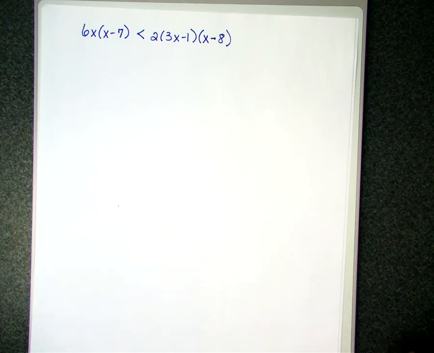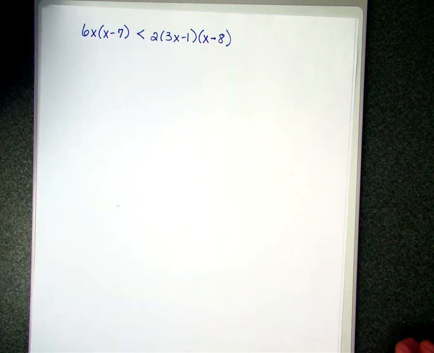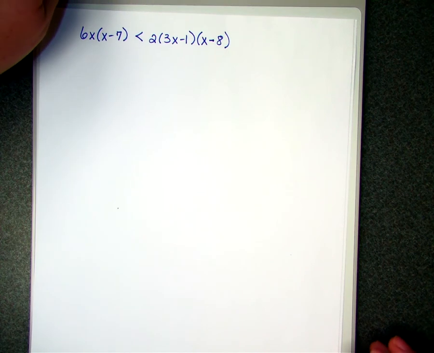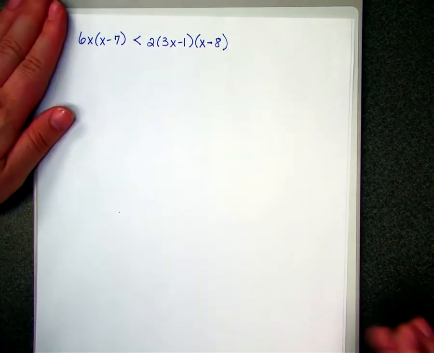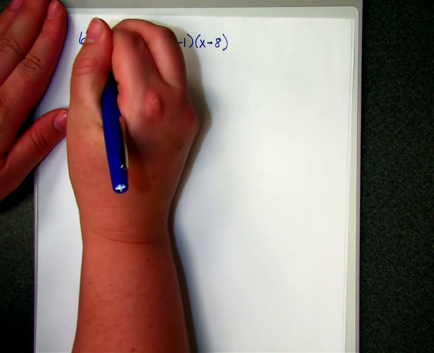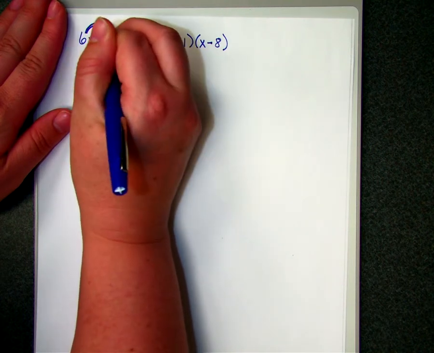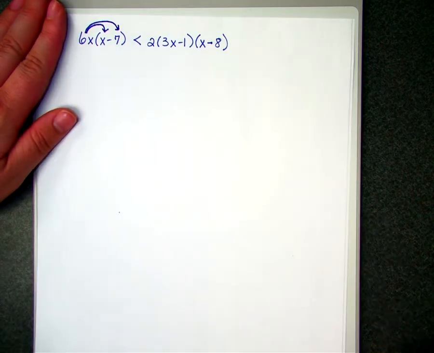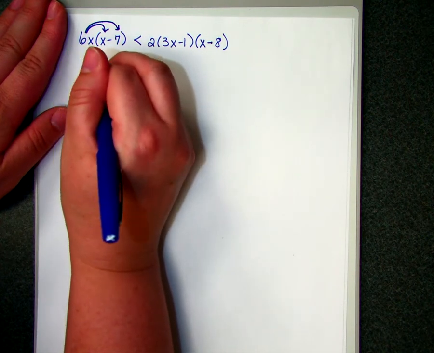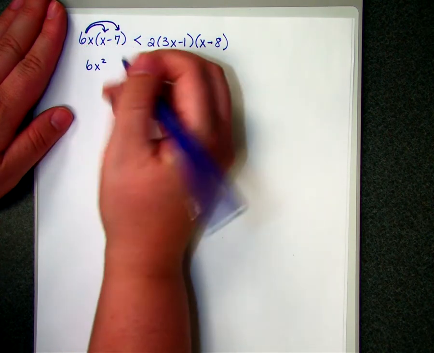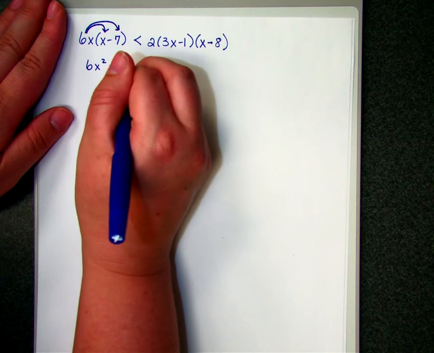Alright, so we need to solve this inequality, and we're going to have to do some distribution because we've got a lot of multiplication on both sides. Over on the left side, just a straightforward distribution. This 6x is going to get multiplied with everything inside the set of parentheses. So 6x times x is 6x squared, and 6x times negative 7 is negative 42x.